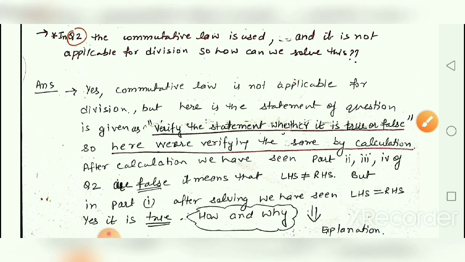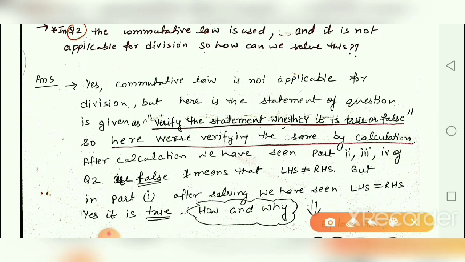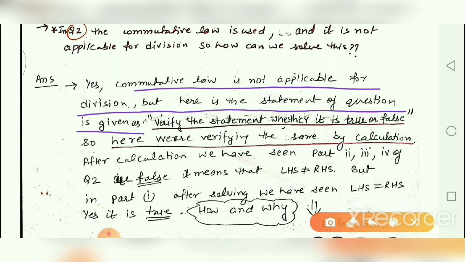Yes, in question number 2, we are using commutative law. But commutative law is not applicable for division. But here the statement of the question is: verify the statement whether it is true or false. Whatever condition is given, we have to verify whether that is true or false. So here we are verifying the same by calculation. So by calculation, we have to show whether it is true or false. This is the requirement of the question.